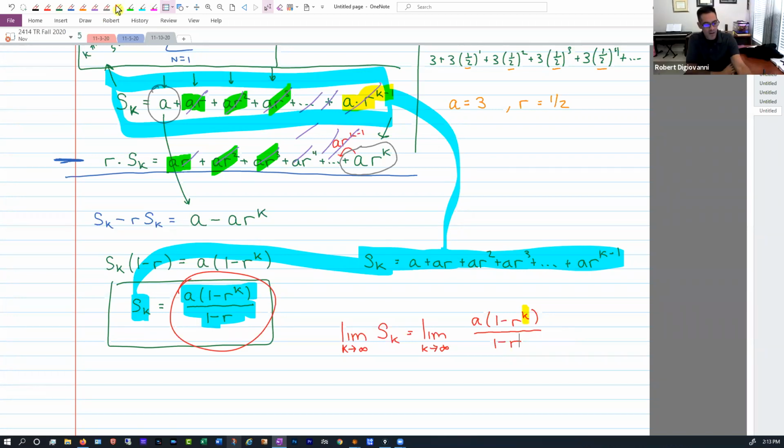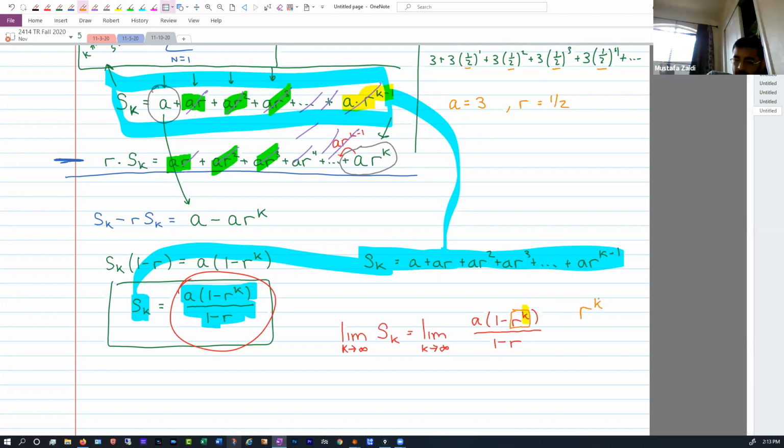All right. Let's just take a breath. All we have to figure out right now is what happens to this piece, r to the k. If I let k go to infinity, what's going to happen to that? It gets bigger. Sometimes. Does it ever get smaller? Yes, if it's 1 over 10 or something like that.